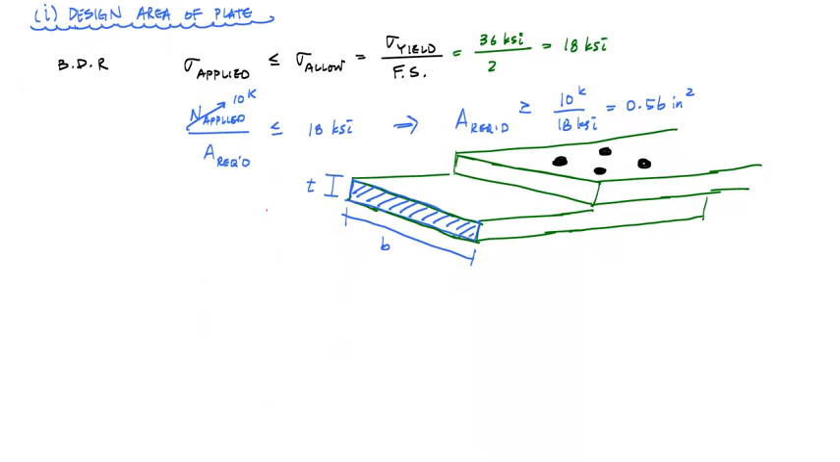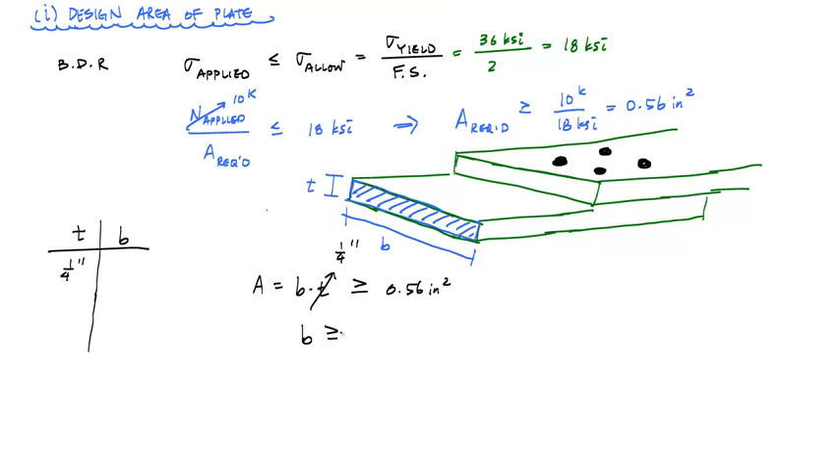This plate is manufactured by thicknesses, so there are preset thicknesses, and I can cut it to any reasonable width. If I had a 1/4 inch thick plate, all I have to do is substitute. The area of this plate would be B times T, and I want this to be greater than or equal to 0.56 inches squared. T is a 1/4 inch. Then I can solve for B, and B has to be greater than or equal to 2.24 inches.